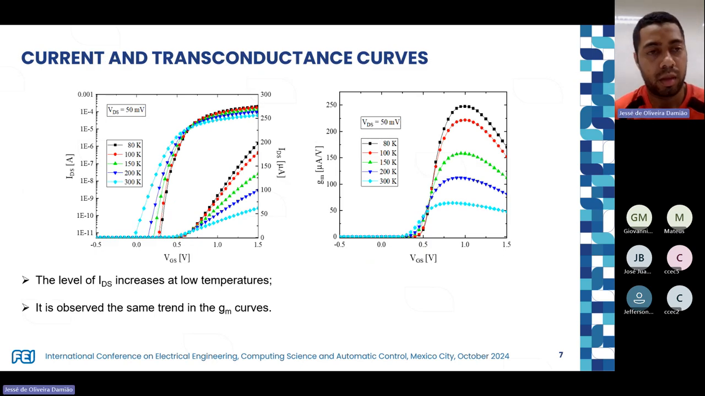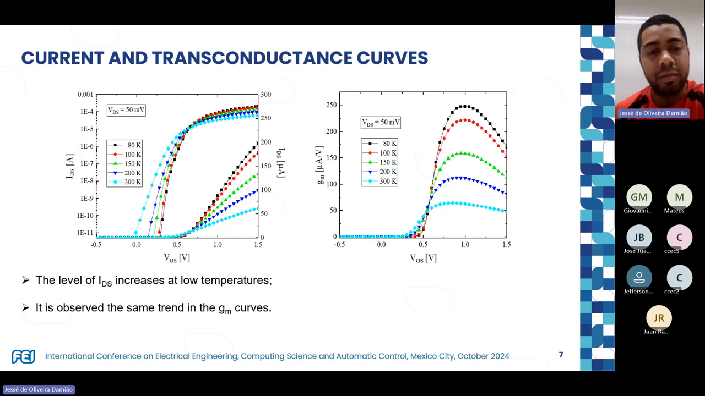Well, this is the drain current and transconductance curves. You can observe that at low temperatures, the drain current levels are higher. You can observe that the subthreshold region is steeper at low temperatures, and the transconductance is higher at low temperatures, as expected. And you can observe that the degradation is higher at low temperatures, especially in the strong inversion region.